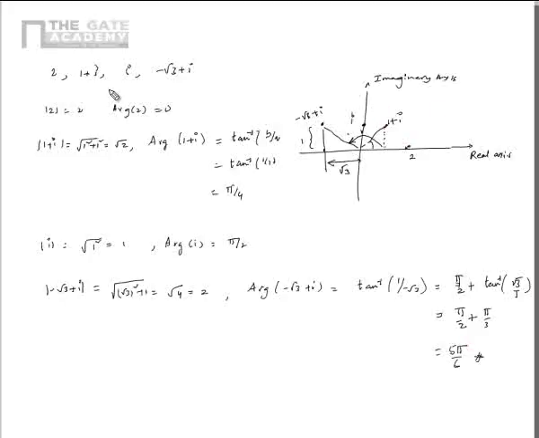So this is how different complex numbers are represented: 2 was represented here, 1 plus i here, i in this way, and minus root 3 plus i in this way. Different complex numbers can be represented, and we have calculated the modulus and argument of them. So let's now see the polar representation of a complex number.